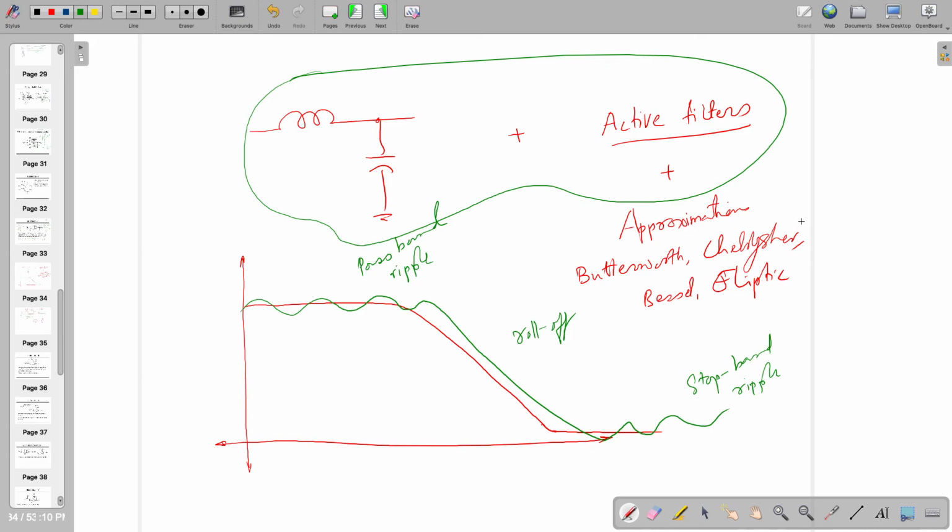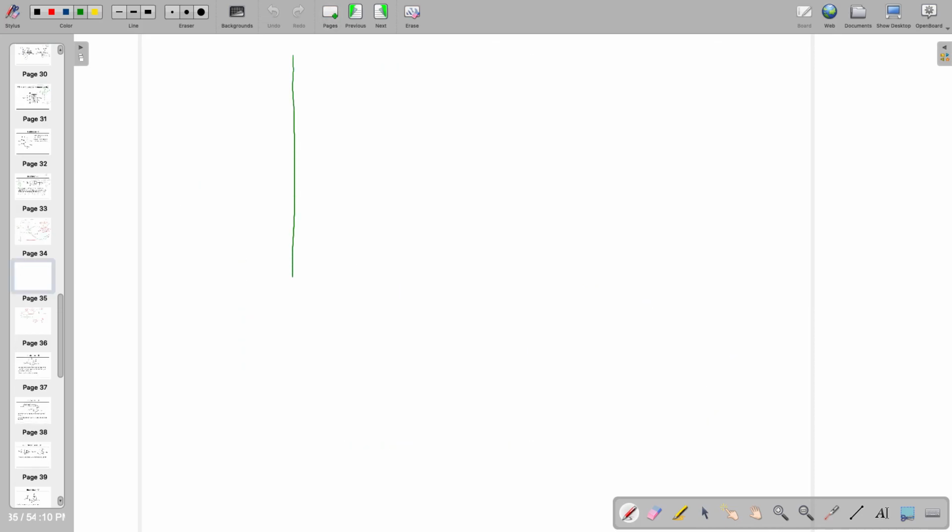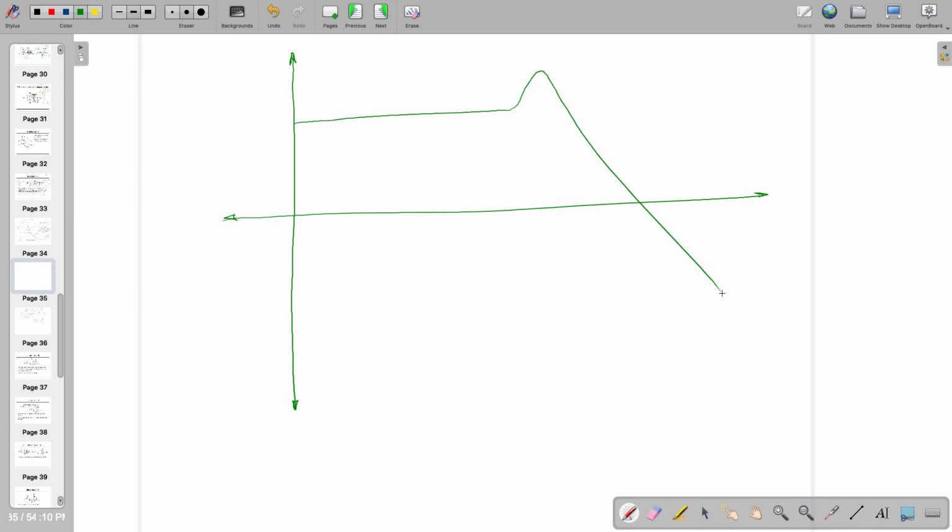They are not as simple as 1 by root LC. But when you add this approximation in an active filter, if it is first order, no problem. If it is higher order, like fourth or fifth order, or maybe even second order, you are going to see such a thing. I think Raman can answer this one at least. When are you going to observe such a thing?